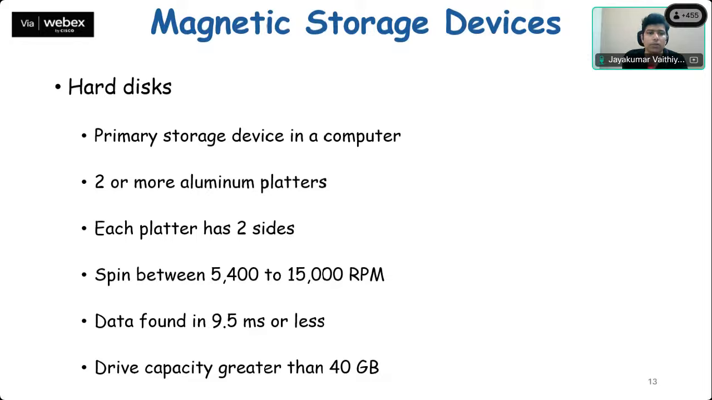If you are using it for personal use, you can choose 4,500 RPM. So based upon your purpose, you need to select your device speed. Accordingly, cost will increase and decrease. Higher RPM, your device cost is much higher. And what is the beauty? You can find your data in 9.5 milliseconds or even less than that.